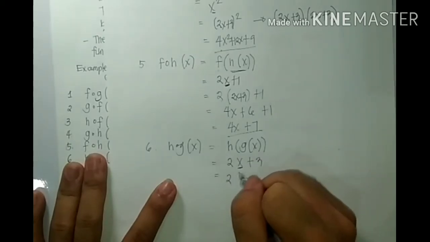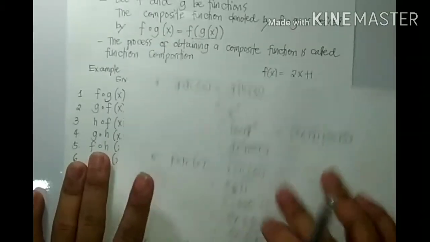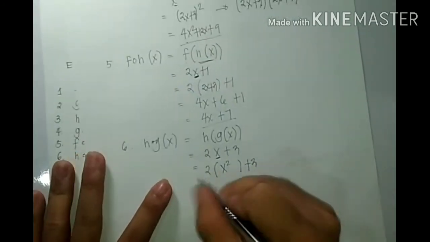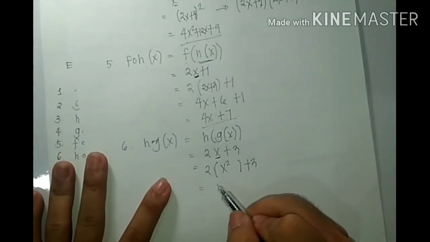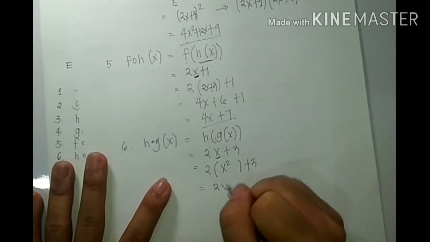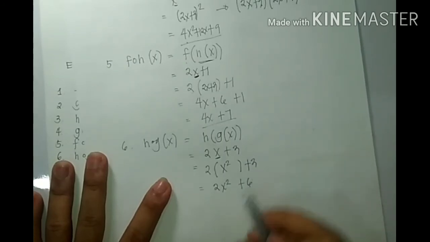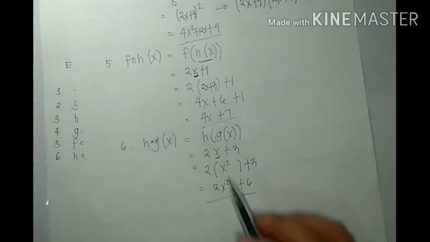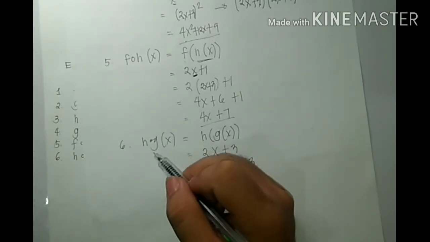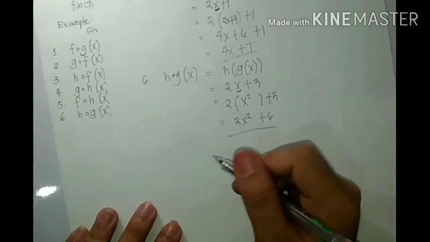So we have 2 times plus 3. So our inner, we have g of x. So g of x is equal to x squared. Then apply distributive property. So distribute 2 to x squared. We have 2x squared. Then 2 times 3. This is positive 6. That is why our final answer of the composite function h composed of g of x is equal to 2x squared plus 6.